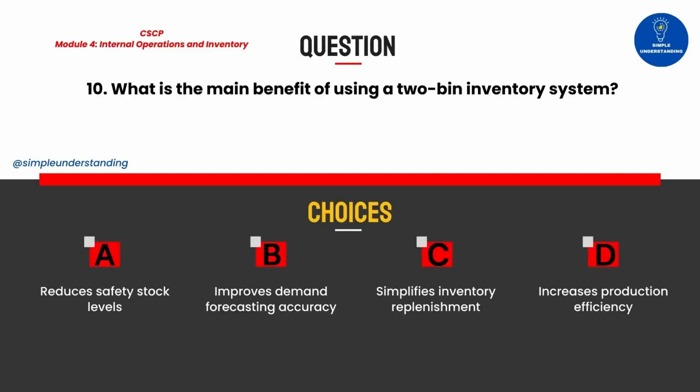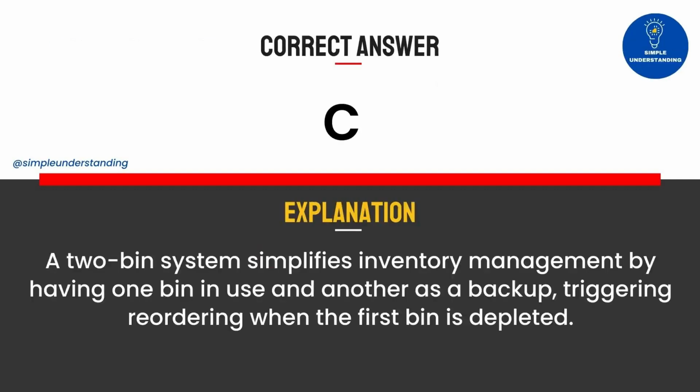10. What is the main benefit of using a two-bin inventory system? A. Reduces safety stock levels. B. Improves demand forecasting accuracy. C. Simplifies inventory replenishment. D. Increases production efficiency. Correct answer, C. Explanation: A two-bin system simplifies inventory management by having one bin in use and another as a backup, triggering reordering when the first bin is depleted.